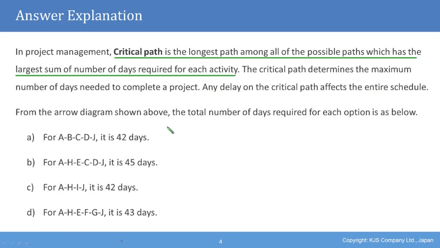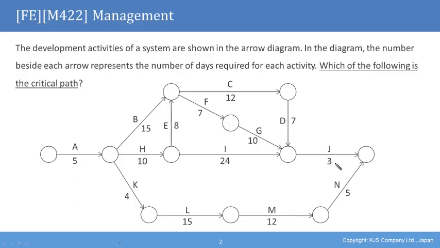From the arrow diagram shown above, the total number of days required for each option is as below. For A, B, C, D, J, it is 42 days. For A, H, E, C, D, J, it is 45. For A, H, I, J, it is 42 days. And for A, H, E, F, G, J, it is 43 days. Let's then take a look at each of the paths given in the options in the answers.